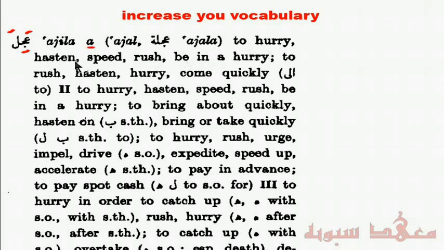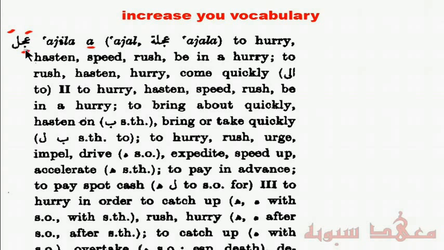It means to hurry, to hasten, to speed, to rush. So you understand the meaning of it. And then the next is to rush, hasten, hurry, come quickly. And then it uses the preposition ila. So ajila ila, and then whatever the place that you're hurrying to. For example, you could say عجل محمد إلى المسجد لأن سمع الأذان or سمع الإقامة.